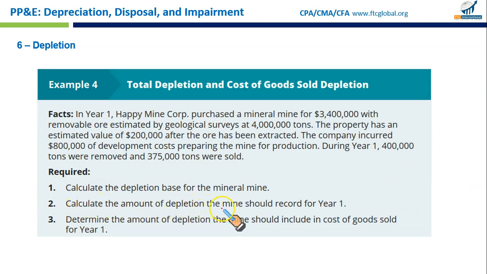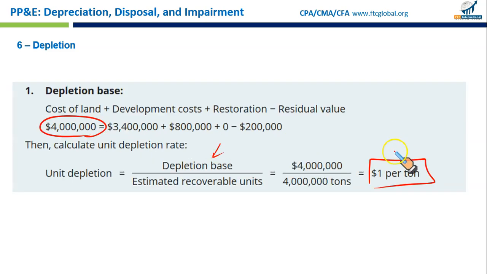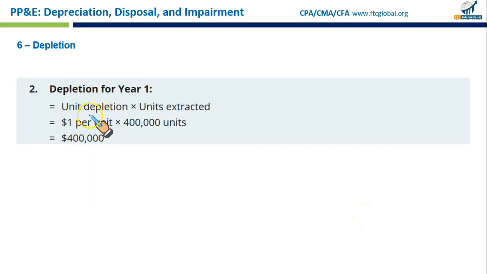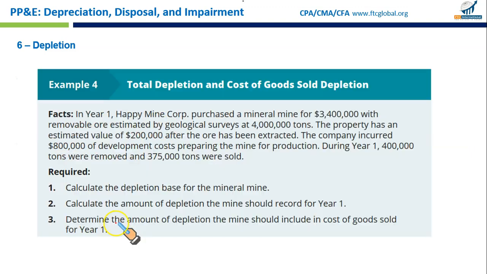Calculate the amount of depletion the mine should record for year 1. So during year 1, 400,000 tons were removed, and the depletion rate is 1. So it's 400,000 times 1. So it's simple, $400,000. That is the answer to part 2. Depletion rate times units extracted, that's the answer.